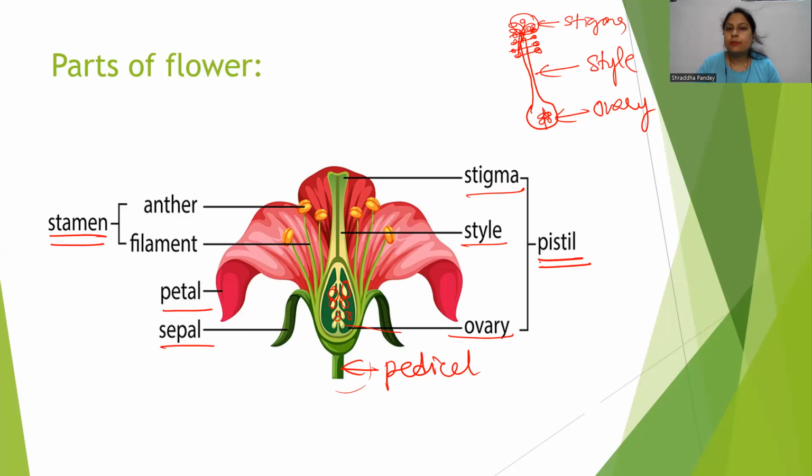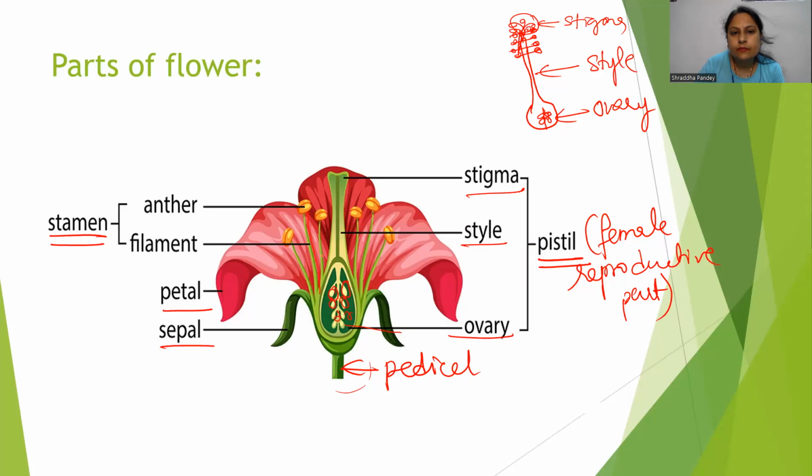So this is the pistil, and this pistil is the female reproductive part of the plant. Now the stamen. There are many stamens. Pistil is mostly one or two, or it is fused if it is many. Here there are 5 pistils and they are fused. Here you can see there are many stamens. These are the stamens.